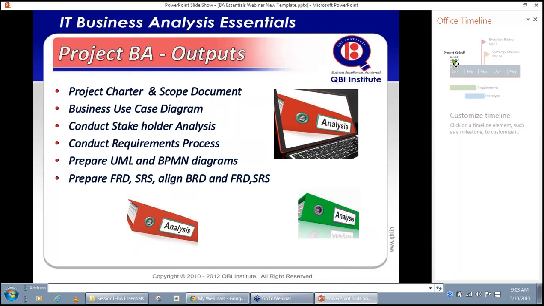You will be conducting the requirements process. You will be preparing UML and BPM diagrams. You will be preparing functional requirement document, software requirement specification document. You will align your BRD, FRD, and SRS with the enterprise level objectives. So these are the analysis activities when you focus on the whole project.